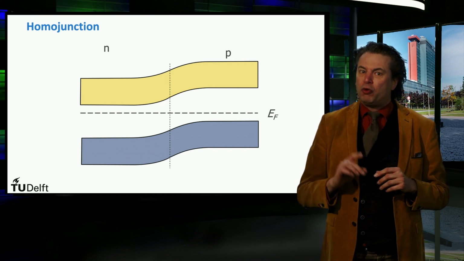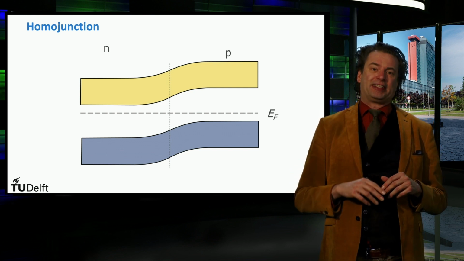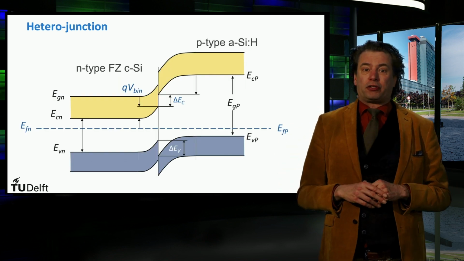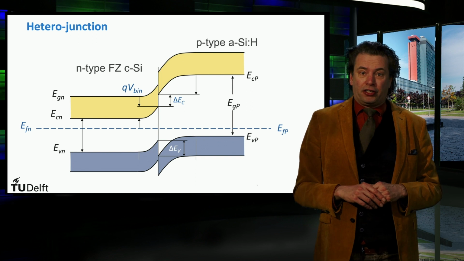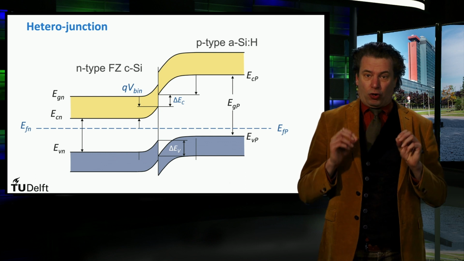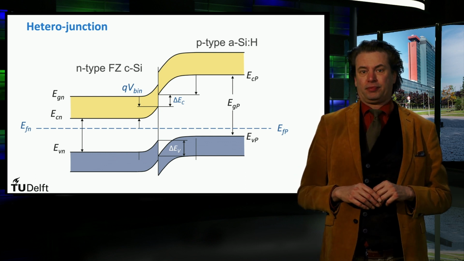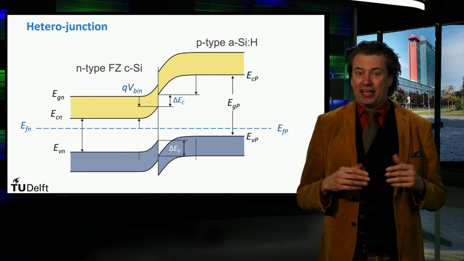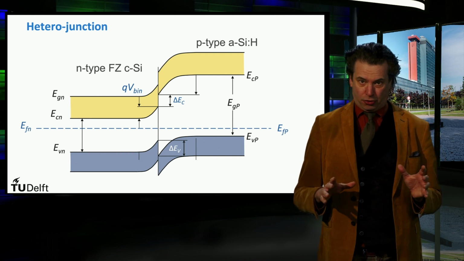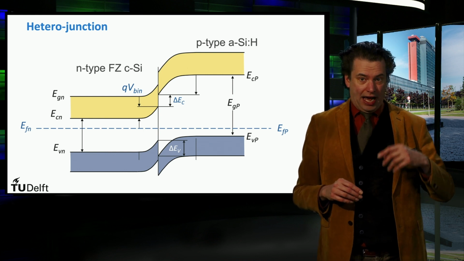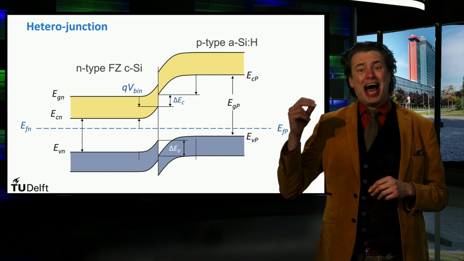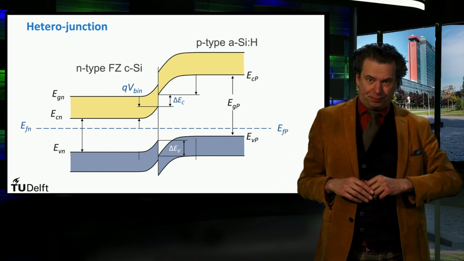However, you can also make a junction from two different semiconductor materials. For instance, one semiconductor material that is p-doped and another type of semiconductor material that is n-doped. This is what we call a heterojunction. In the crystalline silicon wafer-based heterojunction, we make use of two types of silicon-based semiconductor materials. One is again an n-type float zone monocrystalline silicon wafer. The other material is hydrogenated amorphous silicon.